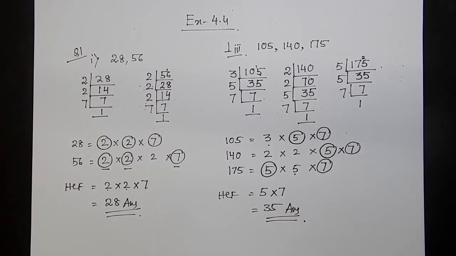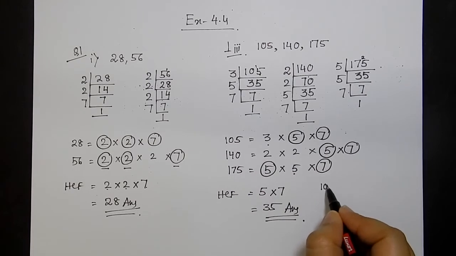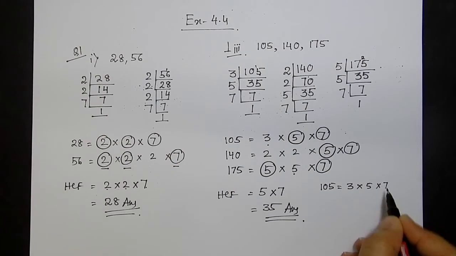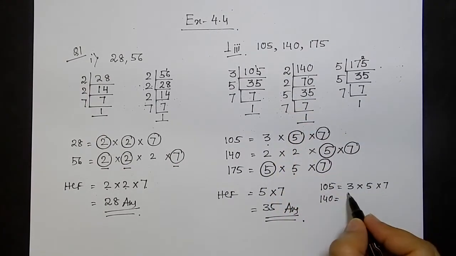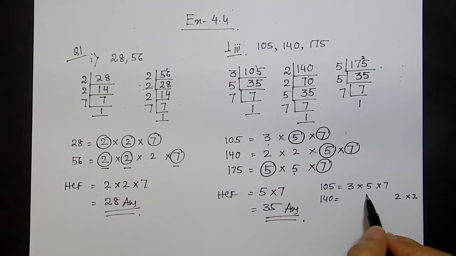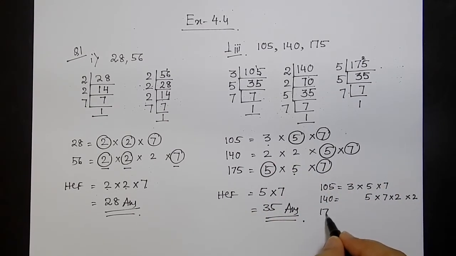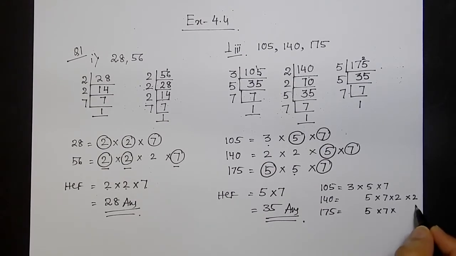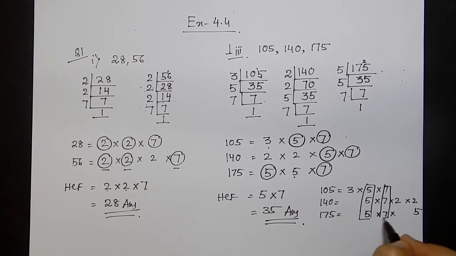This is another way, some girls prefer writing it down in this way: 3 into 5 into 7, then 140. You have 2 into 2, so there is no 2 over here, so you write 2 outside. 5 below 5 and a 7 below 7. And 175 can be written as 5 into 7 into 5. So this is common and this is common.